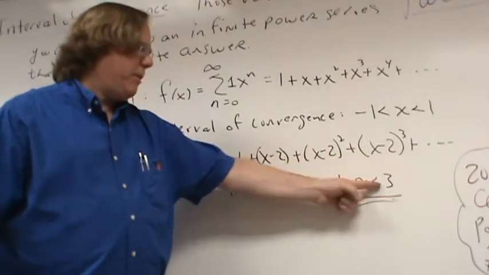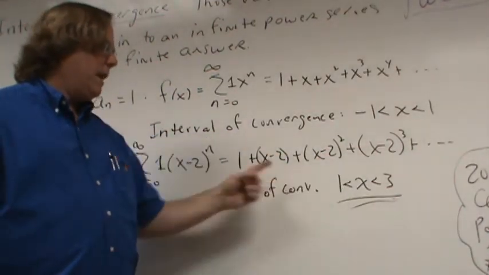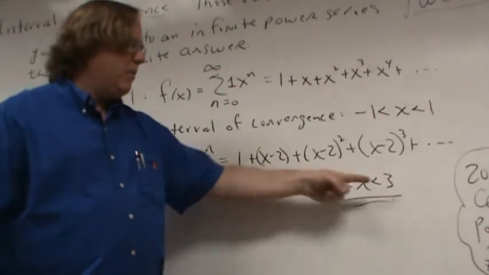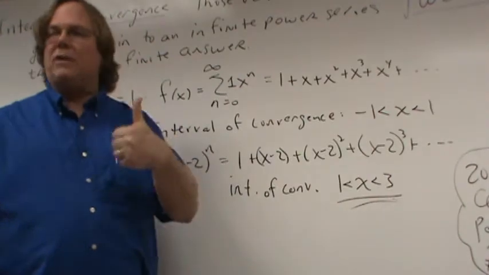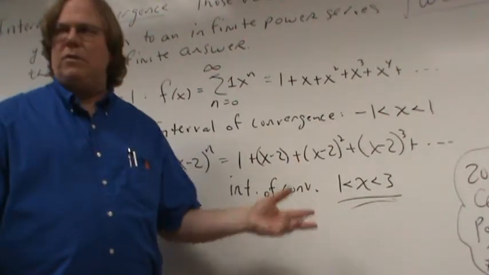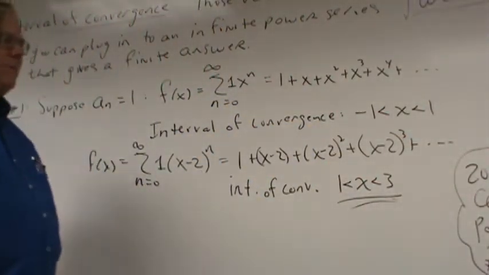You stick in 3 and I get 1 plus 1 plus 1 plus 1, so you know 3 doesn't work. I stick in 1, I get 1 minus 1 plus 1 minus 1, so you know 1 doesn't work. But there's going to be some times when one or both of the endpoints actually works. You're going to stick in 3 and you're going to get a convergent series. You see it? So we're going to have to check the endpoints.